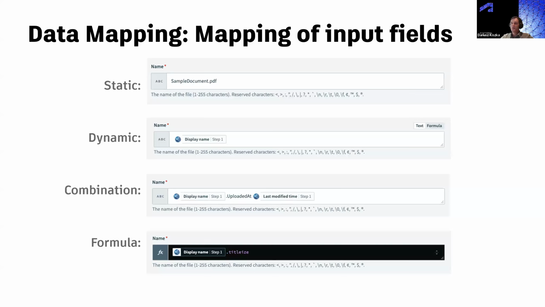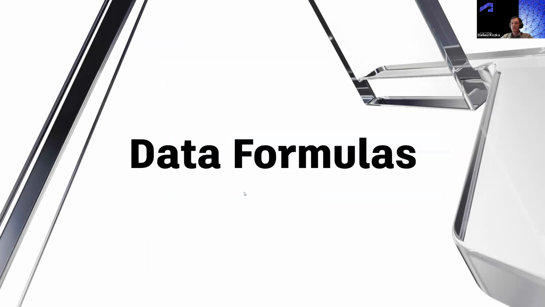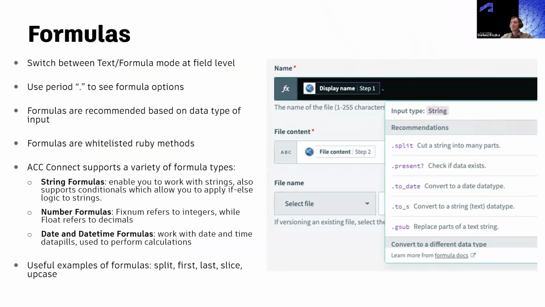And the last one that is really important is using formulas. As mentioned before, ACC Connect utilizes the Workato tool, where we can also switch the static content into dynamic using a programming language. In terms of those formulas, it's quite a bigger concept, to be honest, because Workato offers us a lot of different formulas.